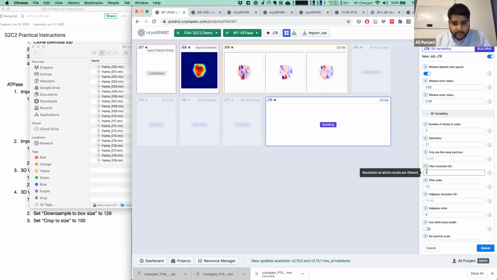Not really. The nice thing about 3D variability analysis is that it's agnostic to the resolution. Other than the fact that the motion you can resolve is of different sizes when you look at objects at lower resolutions, the method is overall the same. And heterogeneity in a particle can occur in so many different ways. Even if you have a 5 or 8 or 10 angstrom reconstruction, you could still find conformational heterogeneity.